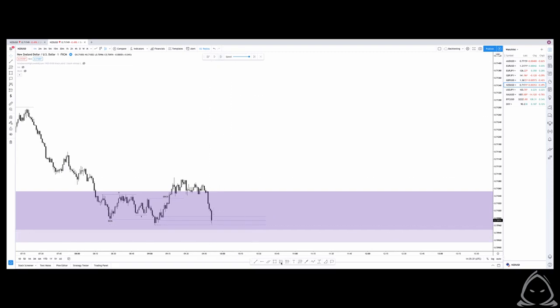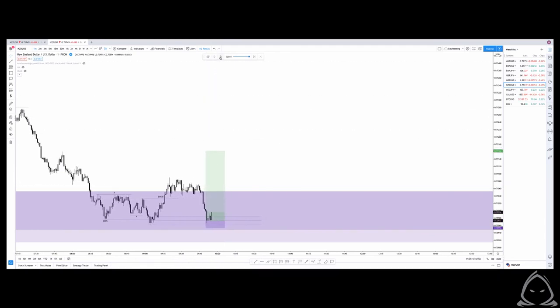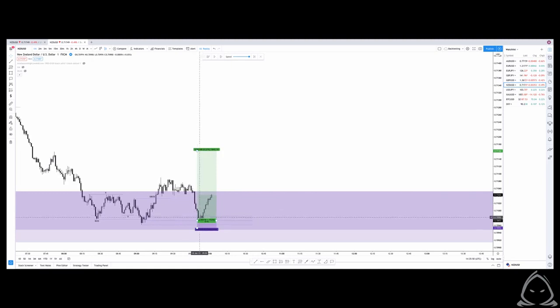Obviously you'd have been tagged in. I have a new rule. I won't take anything with less than a 2 pip stop. So 2 pips would have been well below that order block, and price would have tagged you in and you'd have got a reaction, which is great. You get a reaction straight away like this, you know you've potentially picked the right area.